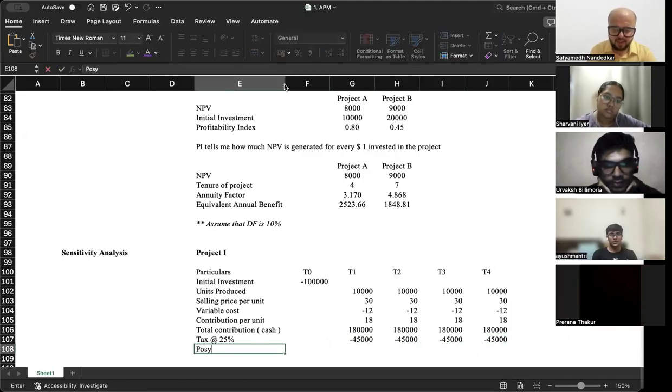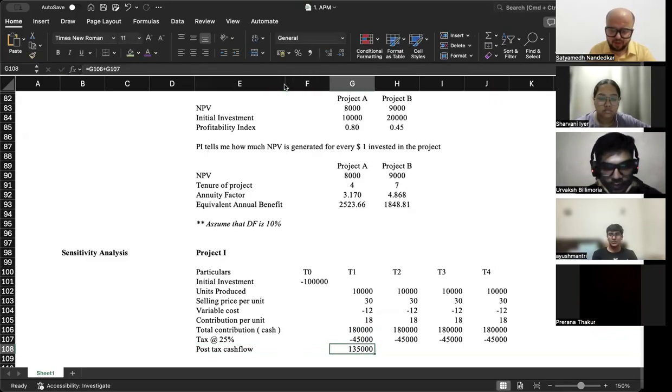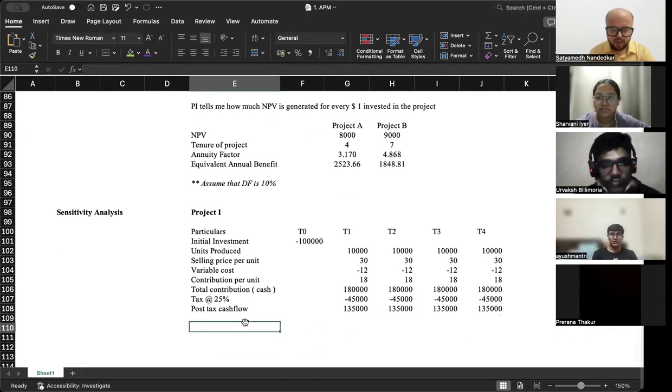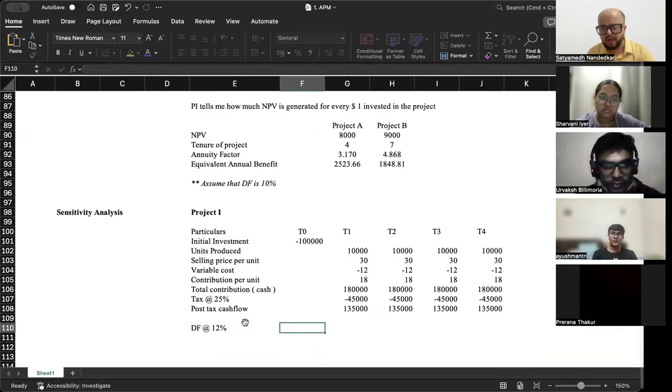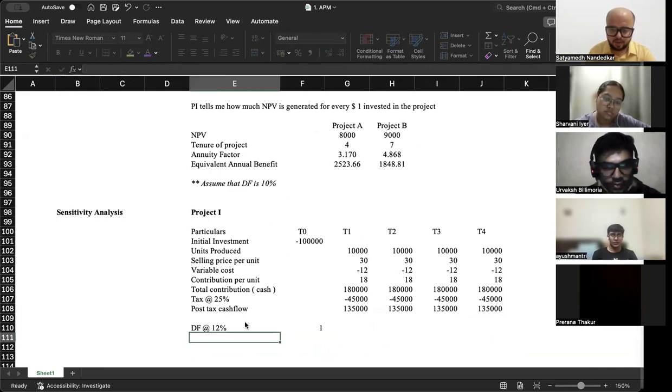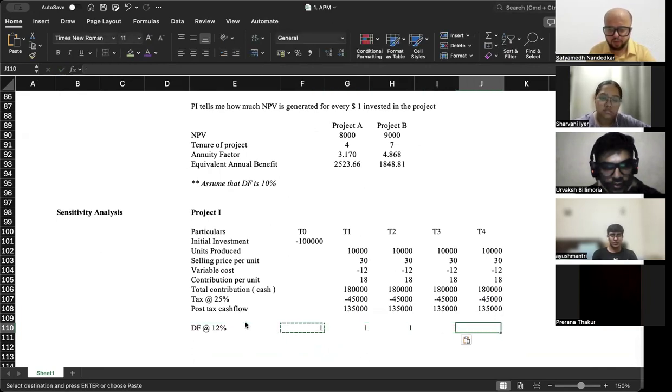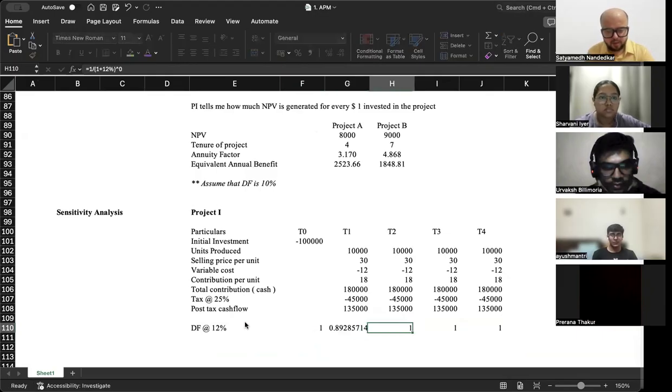What is my post-tax cash flow? 1 lakh 80 minus 45, 135. Are you with me so far? Now let's say that my discounting factor, my cost of capital, is 12%. Okay. So 1 upon 1 plus 12% raised to 0, 1, 2, 3 and 4.